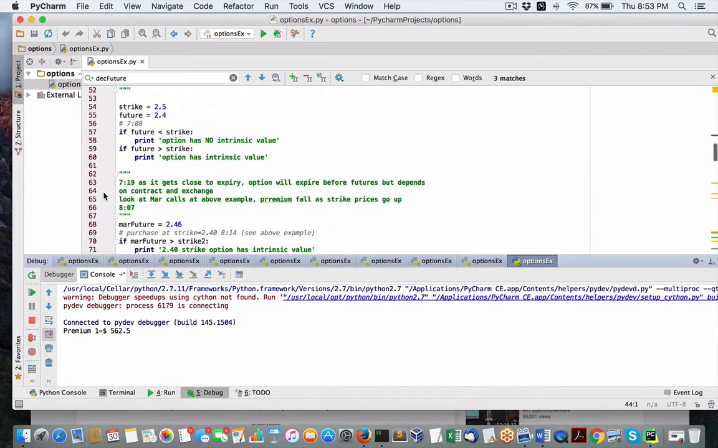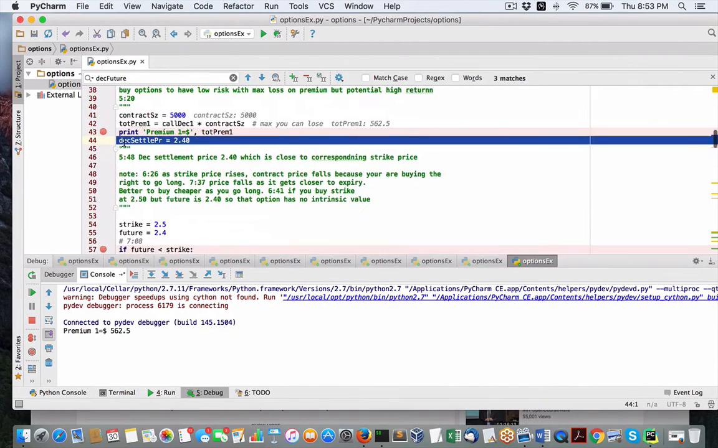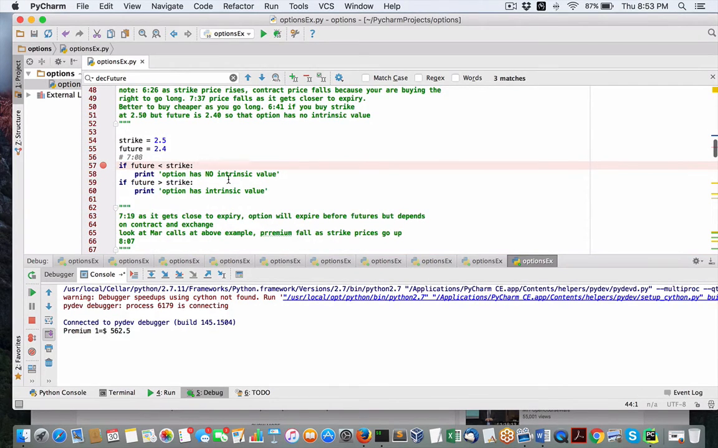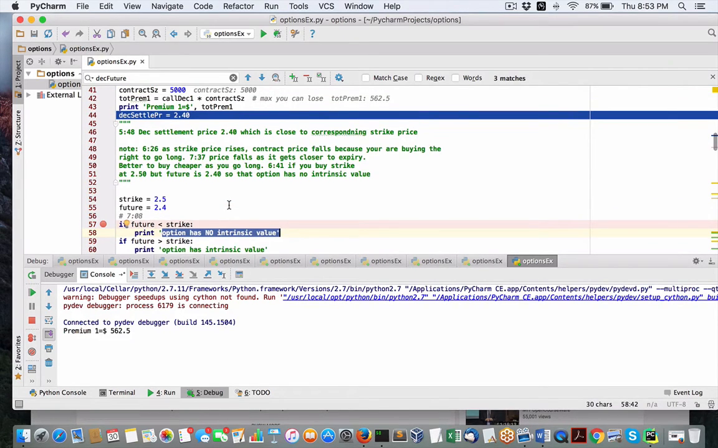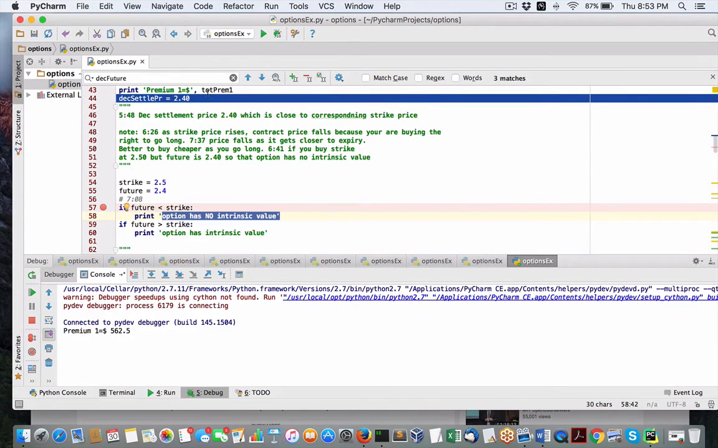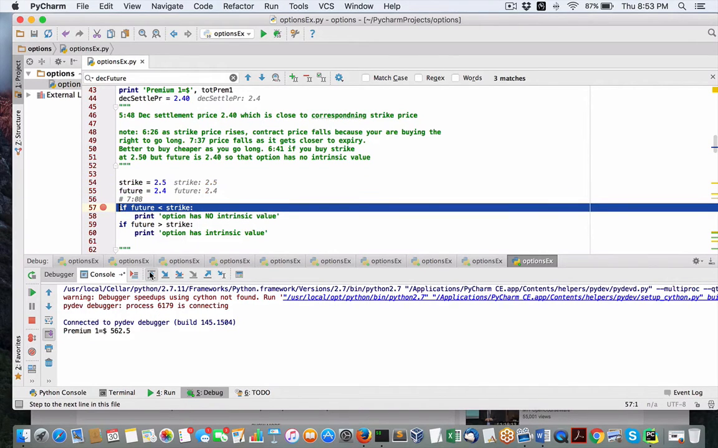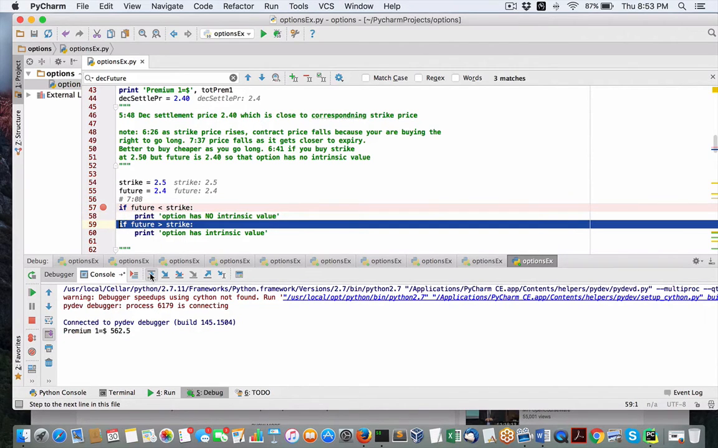Another example he sets is just to showcase how this works with intrinsic value. Basically, intrinsic value is the difference between a future and the strike, and that depends on whether it's a call or a put. It's the opposite if it's a put, I believe. Let me show you here. We have our strike price at 250, and our future is at 240. Because the future is less than the strike price, the option has no intrinsic value. Let's run that. We know our future is at 240 and our strike is at 250, so it prints that it has no intrinsic value.